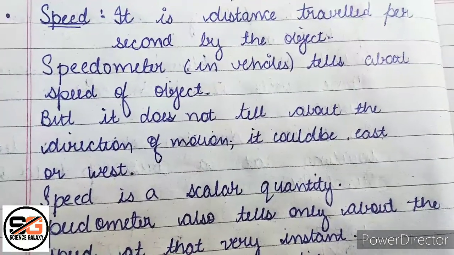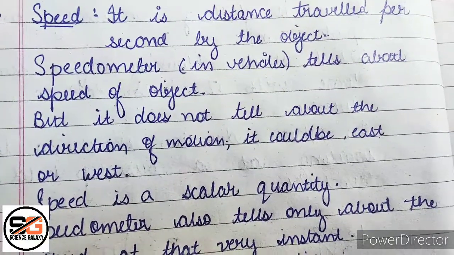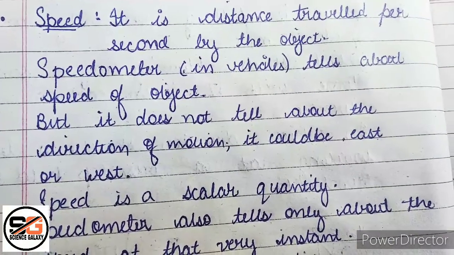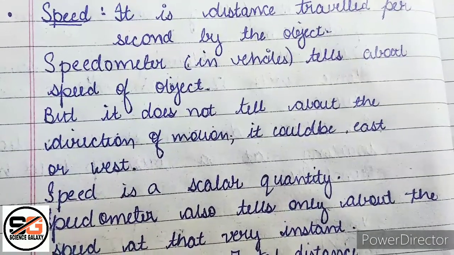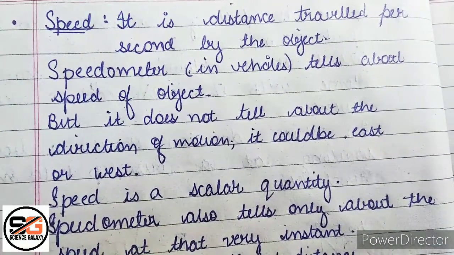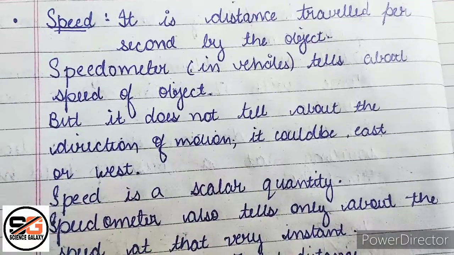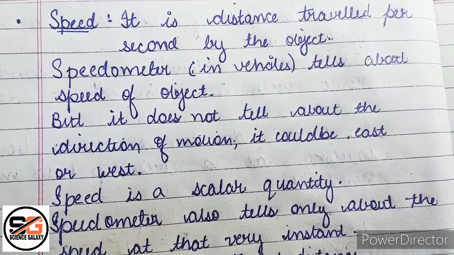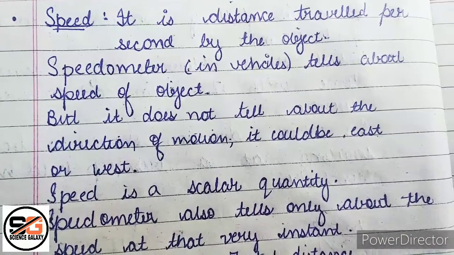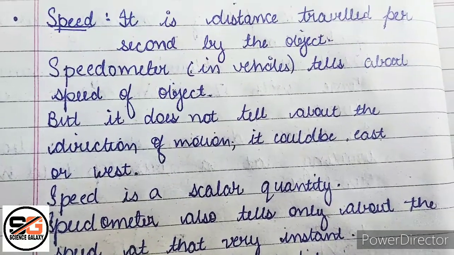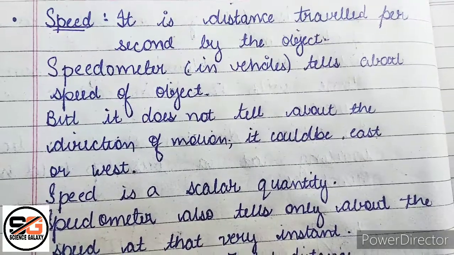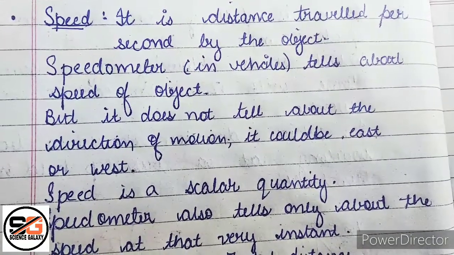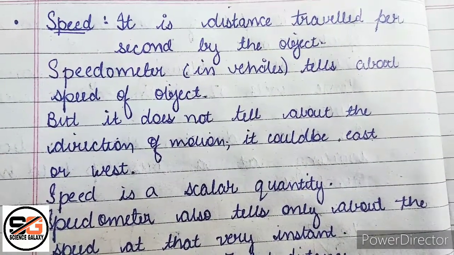For example, if I say my speed is 5 meter per second, it means that in 1 second I could cover a distance of 5 meters. If I say my speed is 12 kilometer per hour, it means that in 1 hour I could cover a distance of 12 kilometers. There is a device in all vehicles called speedometer. Speedometer tells us about the speed of the vehicle.